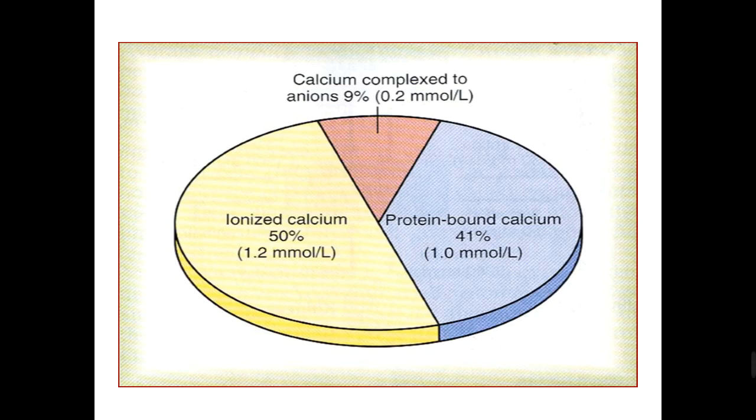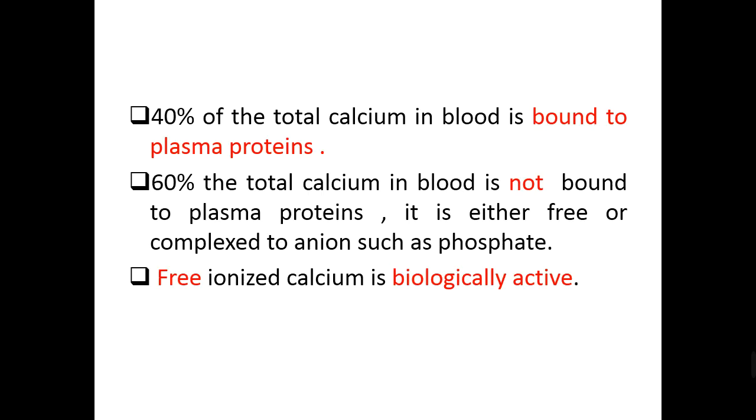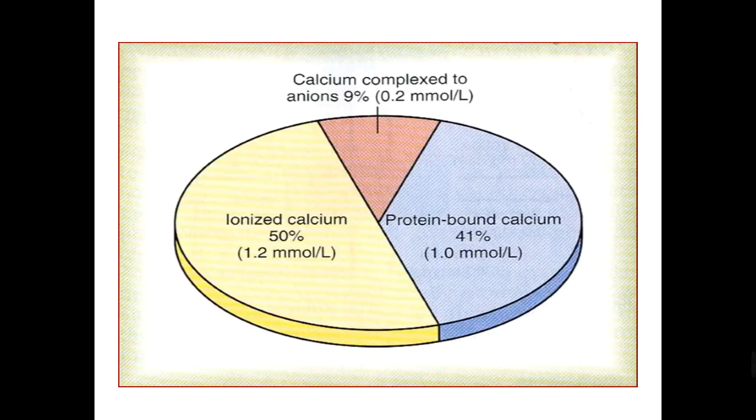This figure demonstrates the percentage of calcium that is either bound to a protein or complexed with anions, while 50 to 60% of calcium is in the ionized form, which is the biologically active calcium.